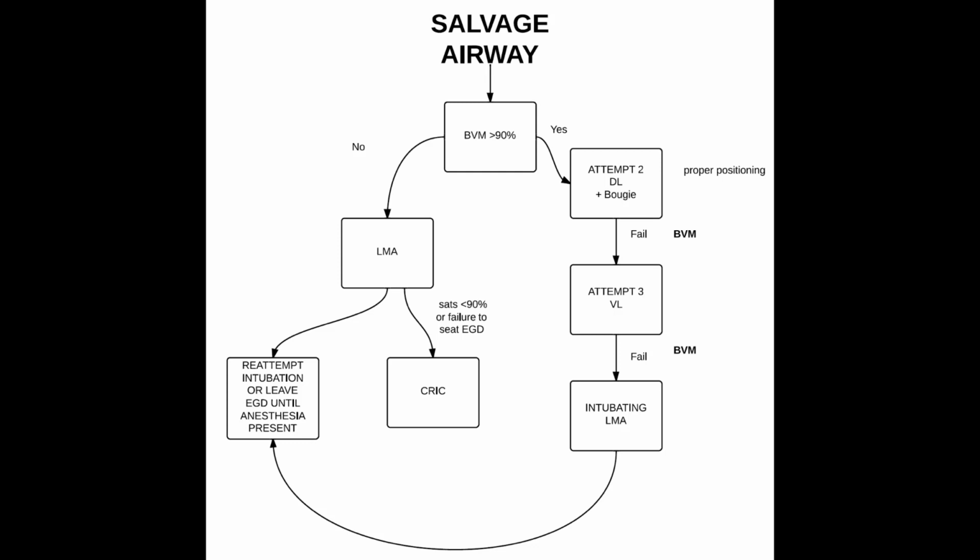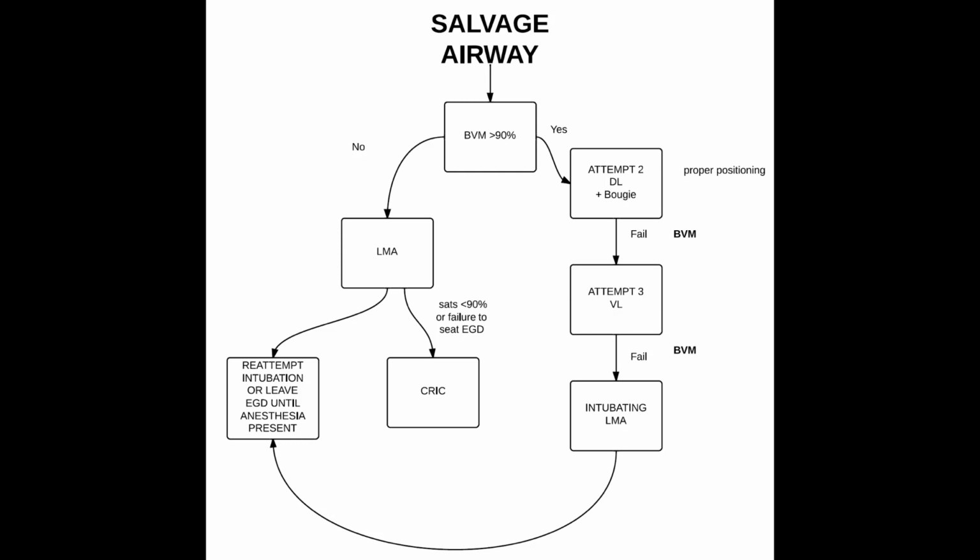If you are able to bag someone to a SAT greater than 90% after your first attempt, you're now going to change something. The standard algorithm for most patients prior to the bougie literature and the push towards bougie with first attempts is going to be a stylet and endotracheal tube. In that situation, we'd recommend that your attempt number 2 is direct laryngoscopy with a bougie rather than a stylet. However, that may be your attempt number 1 with increasing evidence that bougies are superior to stylets.